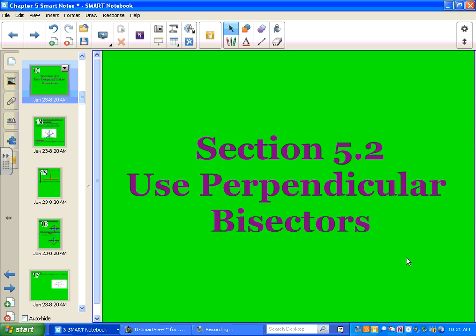Yes, it creates a midpoint. Yes. Perpendicular bisectors create a midpoint and they're perpendicular. Now, how many perpendicular bisectors does a triangle have? Edmund? 3 perpendicular bisectors. Very good.